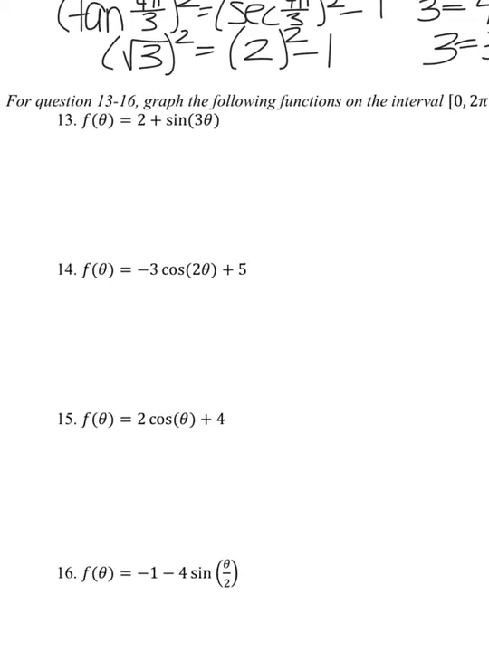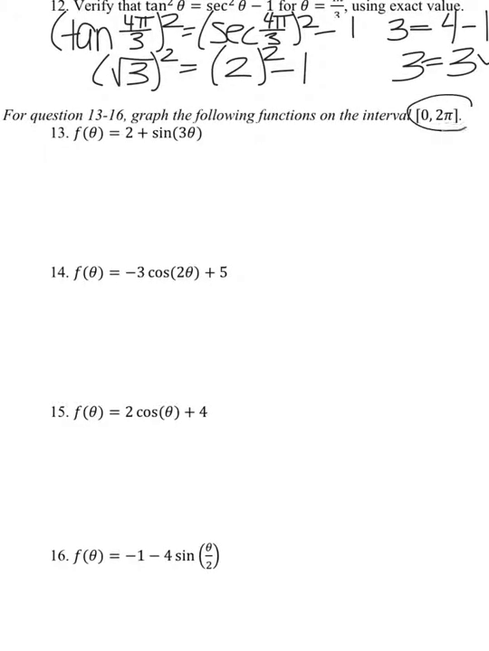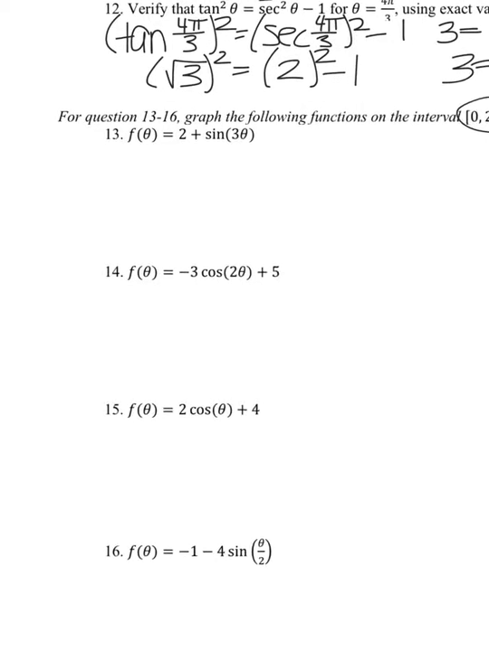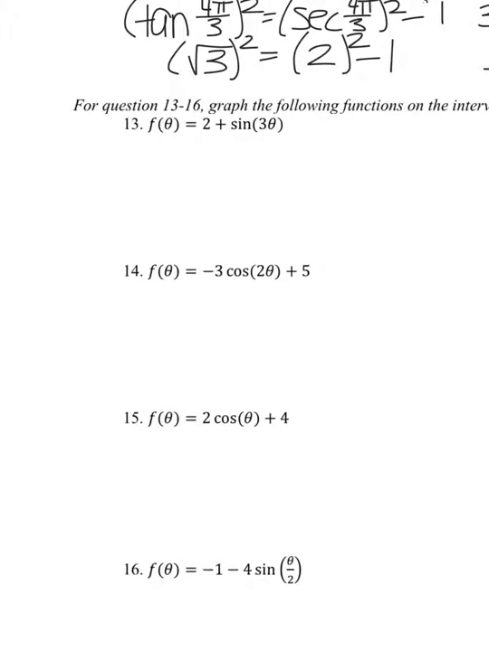So now we're going to move on to graphing. We are graphing all of these on the interval from 0 to 2 pi. So for number 13 you actually have to be very careful because here you have the plus 2 in front of the sine. So be careful when you're figuring out the midline.